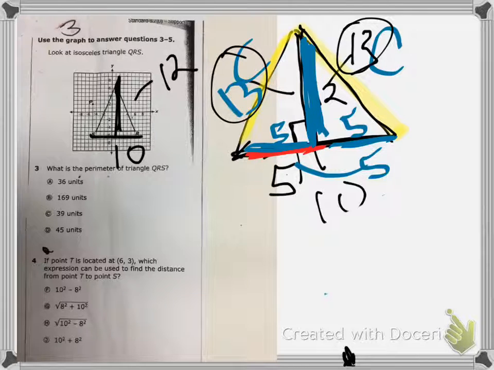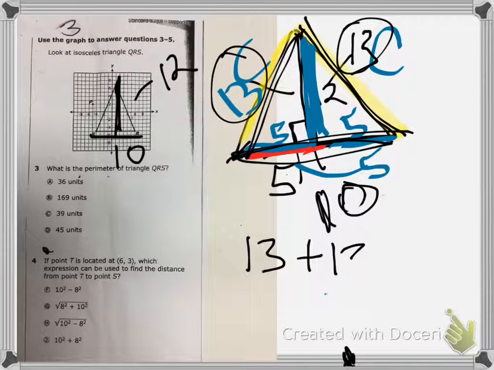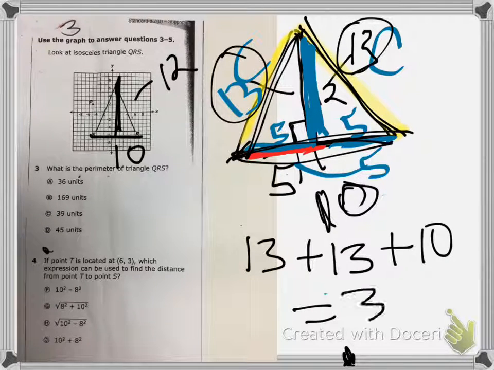So what you have is one side is 13, the other side is 13, and then this long side is 10. Now we have all the information we need to do the perimeter, which would be 13 plus 13 plus 10, which equals 36. So if that is the case, then the answer choice is A. All right, next, we're going to go to problem number 4, and I'm going to pause for a second.